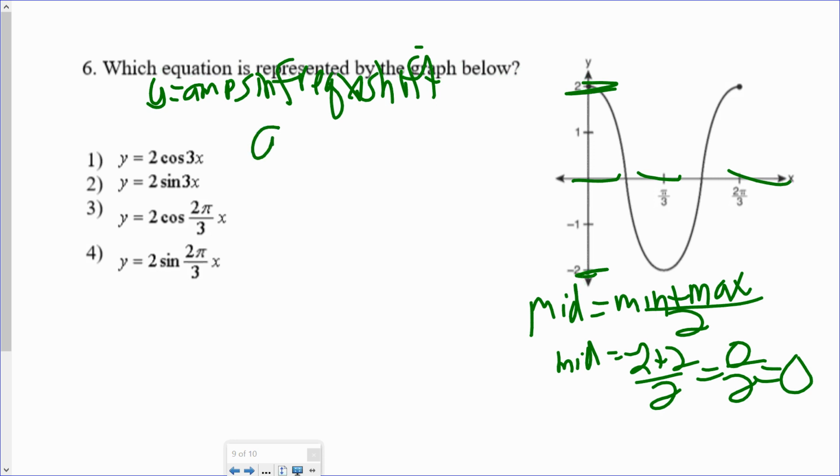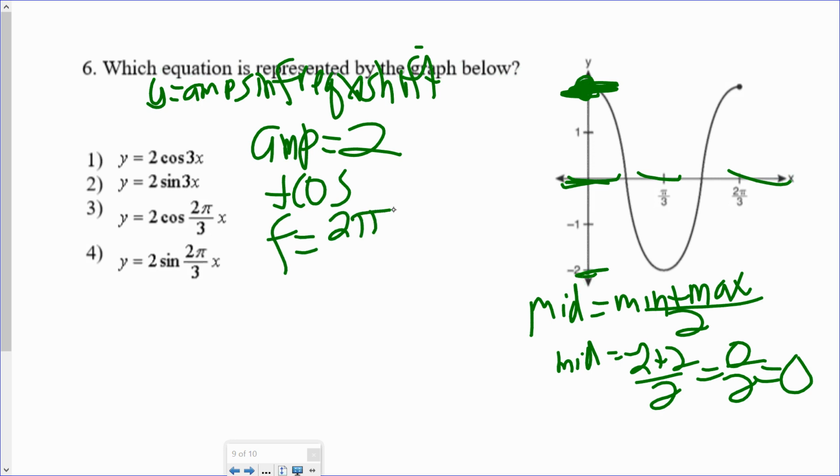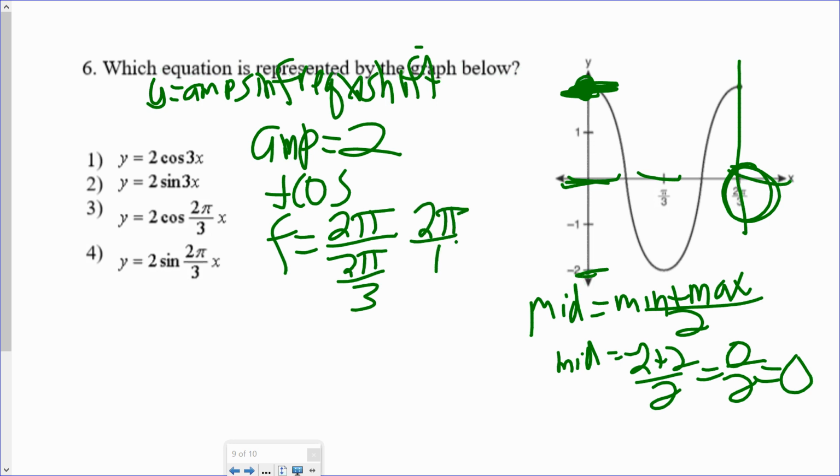So, amp is the distance from the midline to the max. From 0 to 2 is 2. This thing starts at the max, so it's a positive cosine. Frequency is 2 pi over the period. The period is where one full wave ends. My period is 2 pi over 3. So when I'm dividing by a fraction, I keep change flip. I multiply by the reciprocal. The 2 pi's cancel. I'm left with 3. My shift, again, shift is midline, which we said is 0.